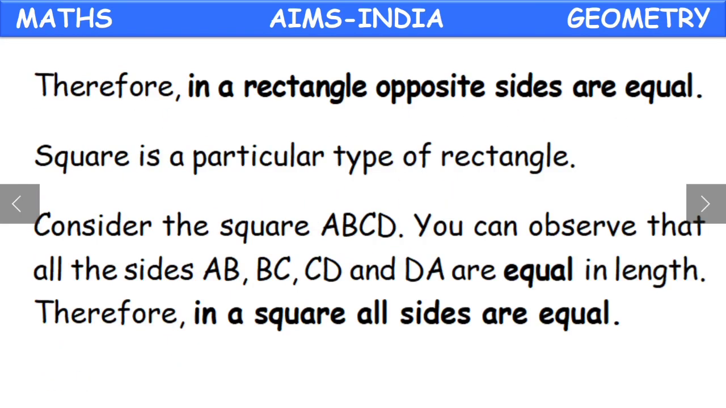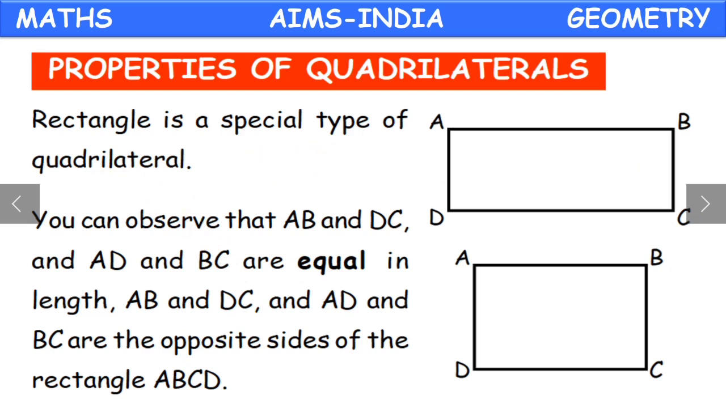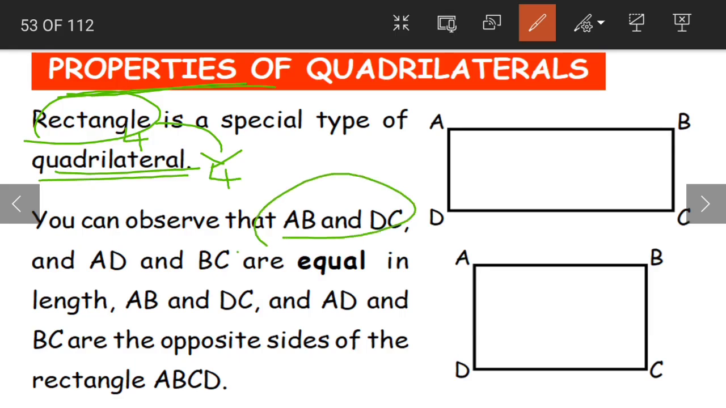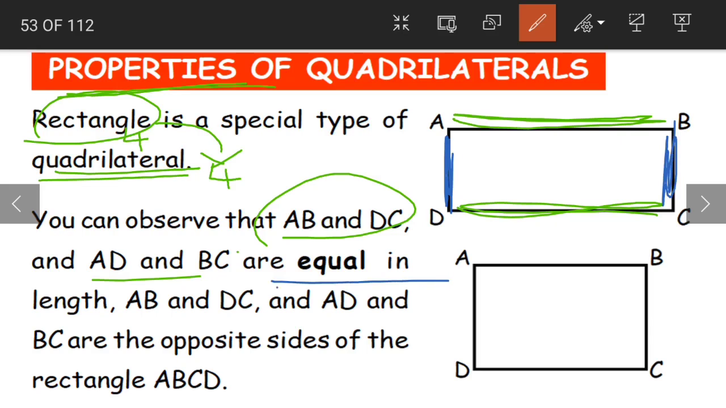Now coming to the properties of quadrilaterals. Rectangle is a special type of quadrilateral. We already know, rectangle is also a simple closed figure with 4 sides, and quadrilaterals are also nothing but simple closed polygons with 4 sides. So rectangle is nothing but a special type of quadrilateral. And what are the properties of this rectangle? You can observe that AB and DC, and AD and BC are equal in length. We already know about this, right, children?